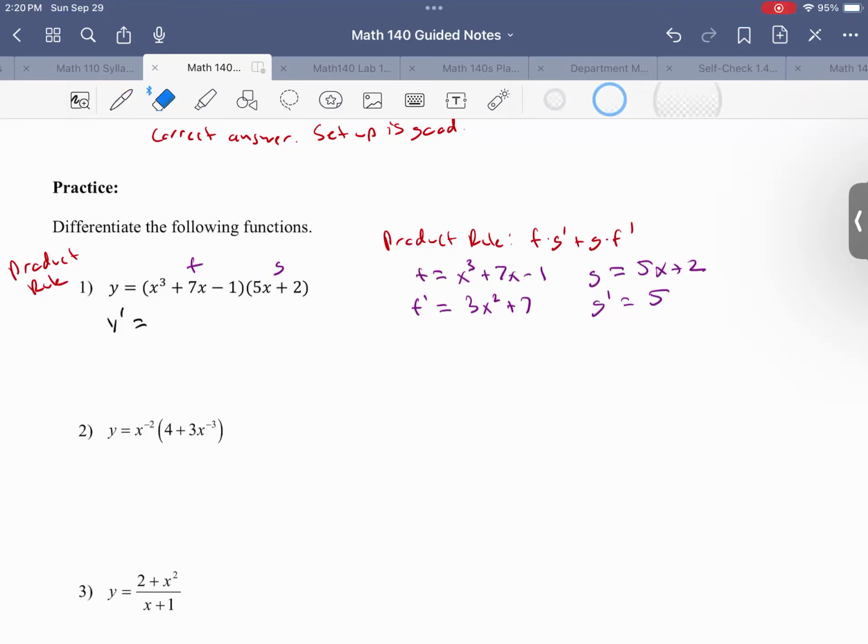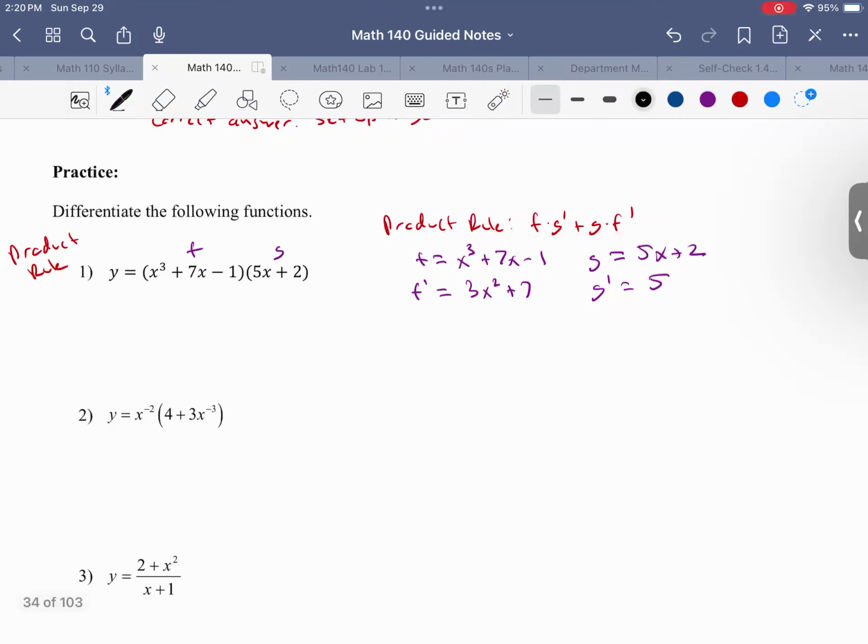All right. So what I have to do now is just plug it all into my formula right here, and we should be good to go. So y prime is f, which is x cubed plus 7x minus 1, times g prime, which is 5, plus g, which is 5x plus 2, times f prime, which is 3x squared plus 7. All right. And that is our setup.